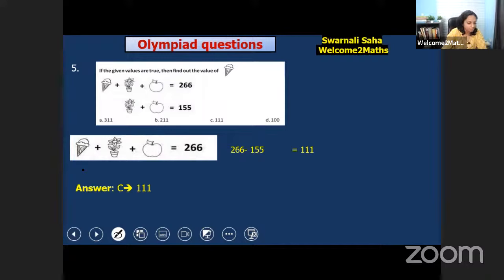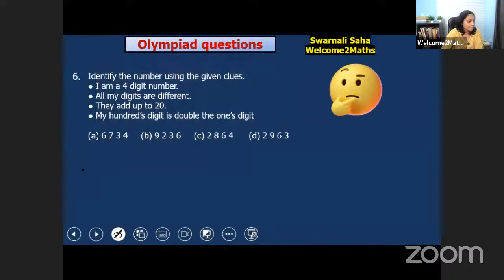Let's solve one more question. Now, this is a wonderful question for you because here I gave you some clues, and with the help of these clues, you have to find out which would be the answer. Identify the number using the given clues. So what are the clues? Read the clues and try to solve this question, and then I will tell you the answer. So you have to identify the numbers.